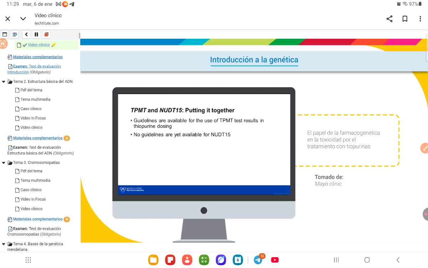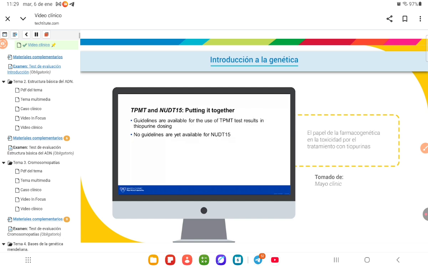So far, we've learned where TPMT and NUDT15 fit into the thiopurine pathway. We've covered the basics of how genotyping tests work, and discussed the frequency of TPMT and NUDT15 variants. The next big question is, how do you put this information together to decide on a treatment strategy for your patient? Guidelines are available for the use of TPMT results, but at this time, guidelines are not yet available for NUDT15, nor for combining the two results.